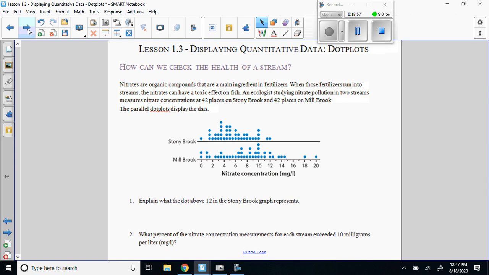They get 42 readings, right? So, what can you tell about Stony Brook compared to Mill Brook? It's skewed to the right. Huh? Is it skewed to the right? The first one is more uniform, but has an outlier.